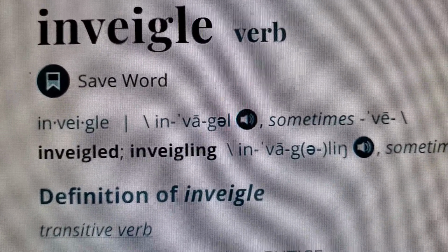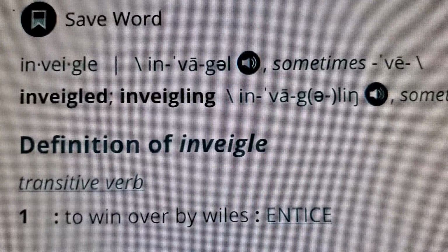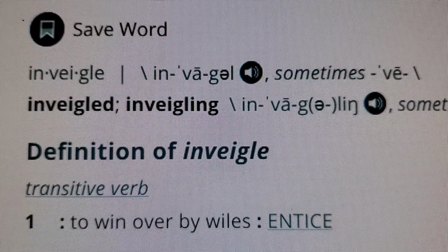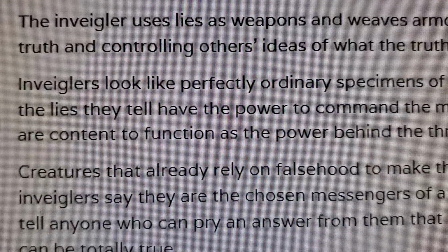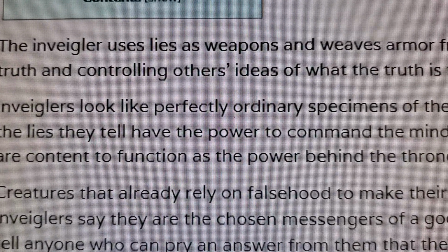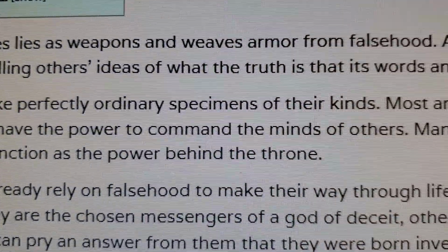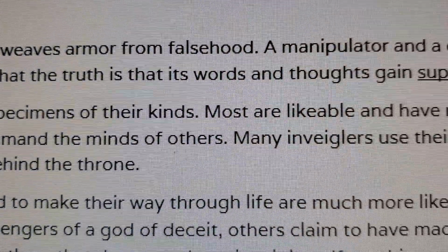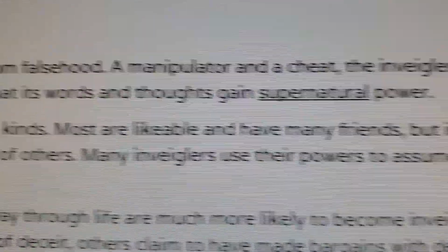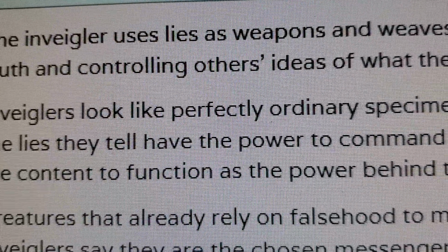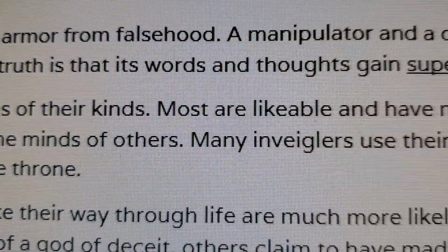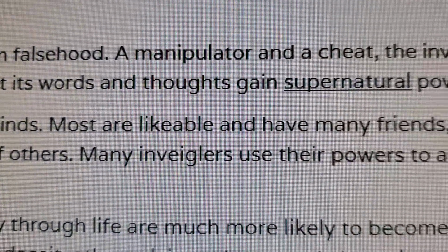So again, inveigle: to win over by wiles, to entice. And this says the inveigler uses lies as weapons and weaves armor from falsehood. A manipulator and a cheat. The inveigler is so consumed with hiding the truth and controlling others' ideas of what the truth is, that its words and thoughts gain supernatural power.